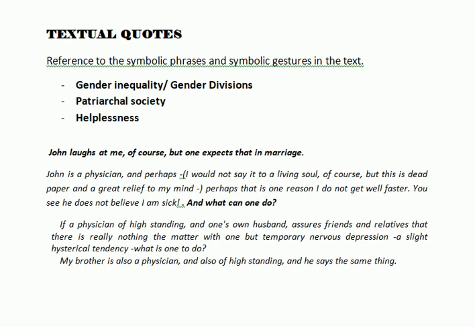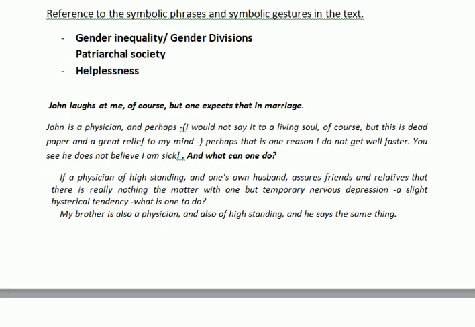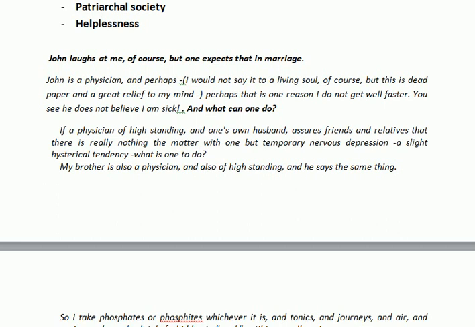Now we have a look at the textual sources, which are very important and support our themes. Here I have directly taken the quotes which support the themes of gender inequality, patriarchal society, helplessness, and powerlessness. We see this quote: John laughs at me, of course, but one expects that in marriage. This occurs in the very beginning of the text, and it is very deep and conveys layers of meaning. It was common during that time period that men used to laugh at women and make fun of them, but this was something expected by the men. This was not something unexpected.